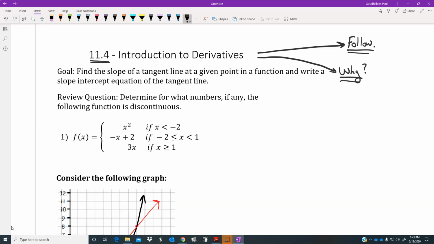Before we do that, to make sure our brains are on fire today, we are going to do the review question to start out with. This goes over some stuff that we learned in 11.3 and 11.3a, about finding out whether or not a function is continuous or discontinuous. Just as a refresher, I'm going to go over this question, not pause for you to try it, and we're going to see whether or not this function has any discontinuities that we would expect.